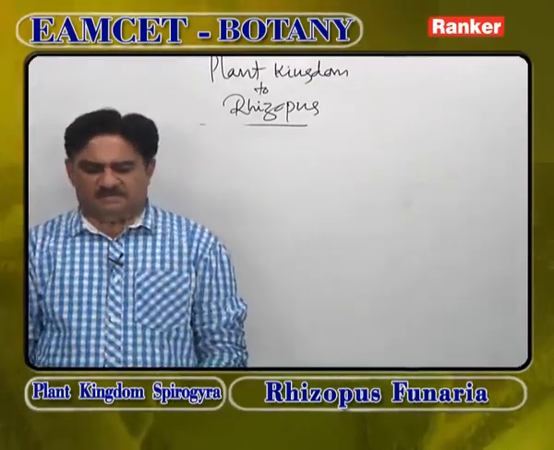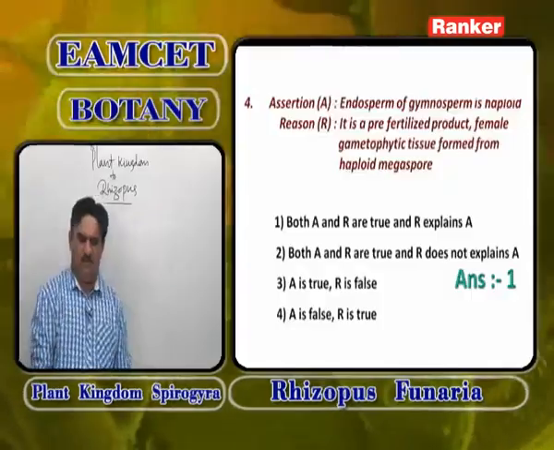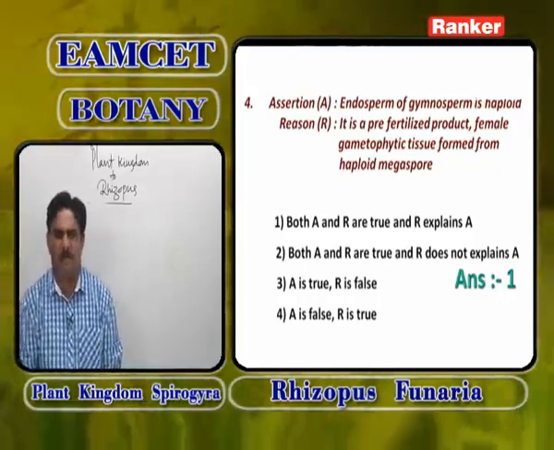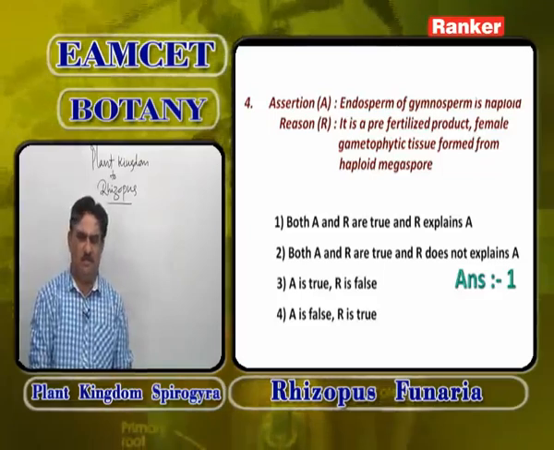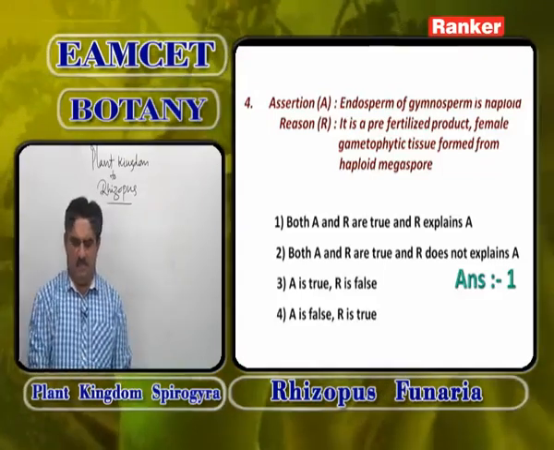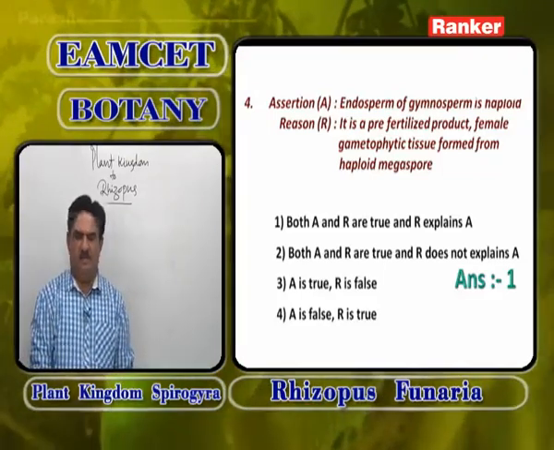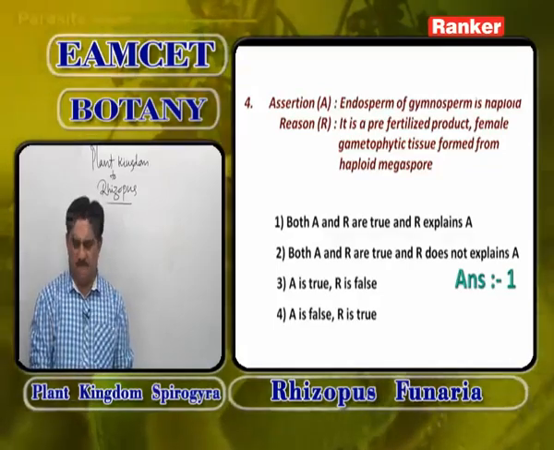Why is it haploid? Because it is a pre-fertilization product. Female gametophytic tissue formed from haploid megaspore functions like endosperm. So here assertion and reason are related to each other. The answer will be: both A and R are correct, and R is the correct explanation of A.